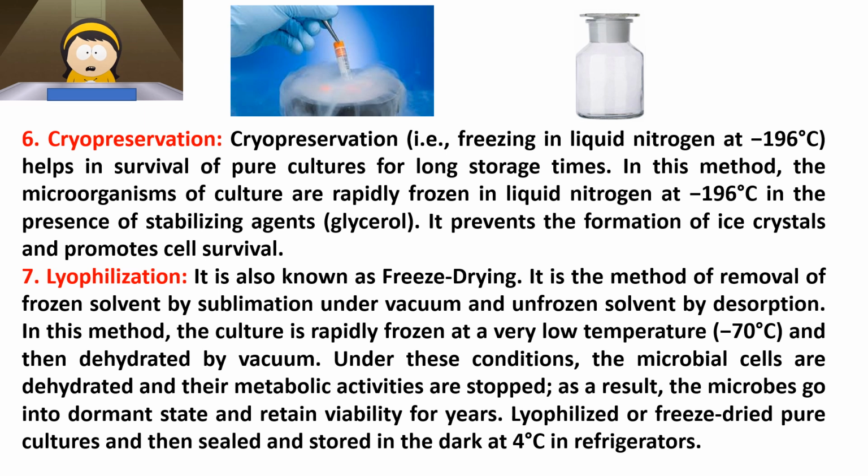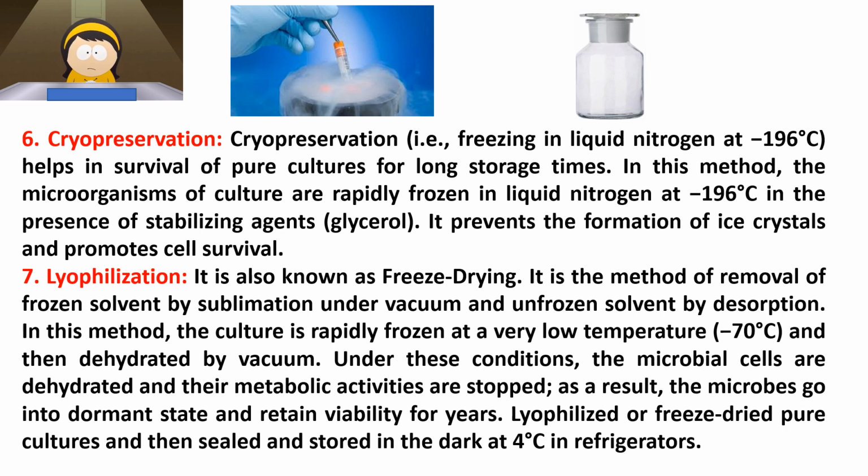6. Cryopreservation. Cryopreservation, i.e., freezing in liquid nitrogen at -196 degrees Celsius, helps in survival of pure cultures for long storage times. In this method, the microorganisms of culture are rapidly frozen in liquid nitrogen at -196 degrees Celsius in the presence of stabilizing agents, glycerol. It prevents the formation of ice crystals and promotes cell survival.